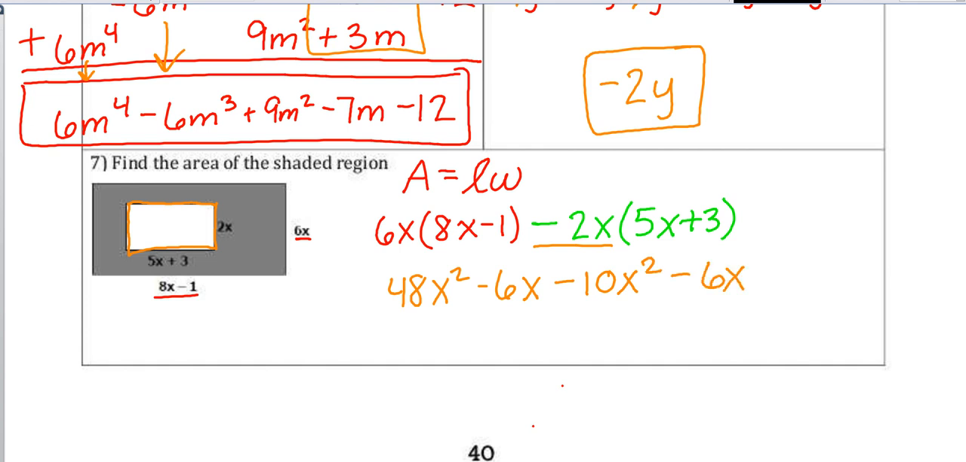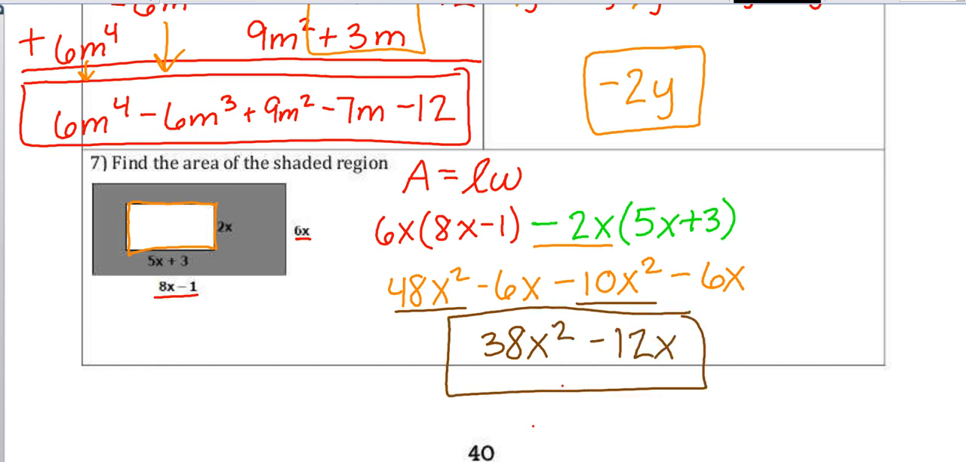And now let's combine our like terms. If I can get my pen to cooperate. There we go. All right, so 48x squared minus 10x squared is going to be 38x squared, minus 12x. And that, my friends, is your answer.